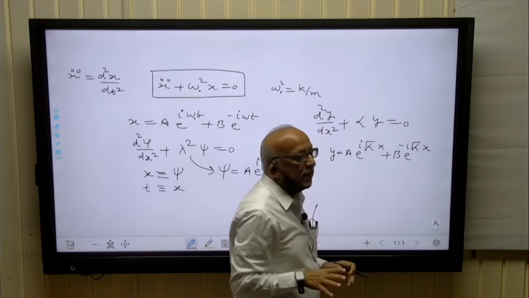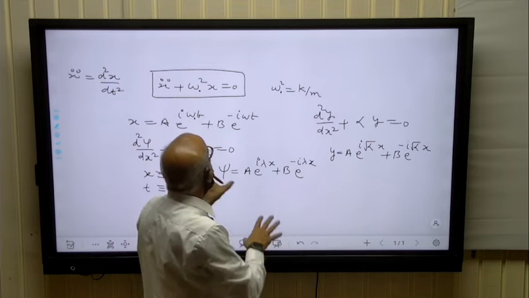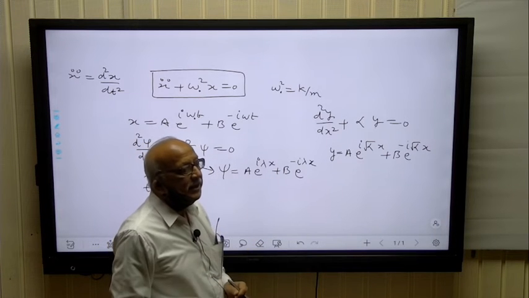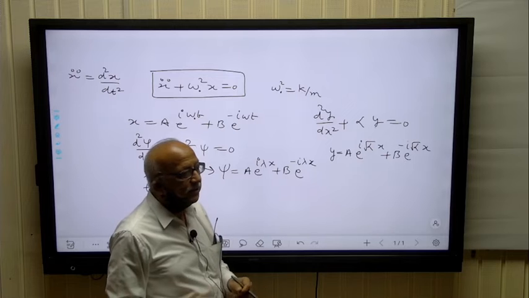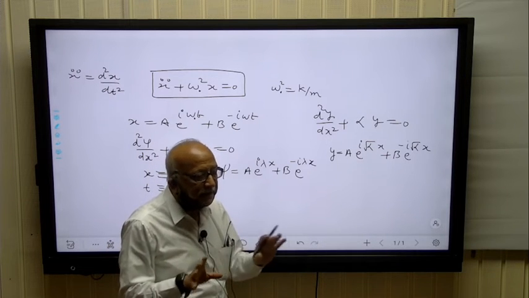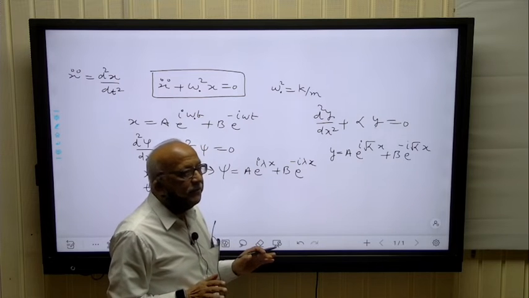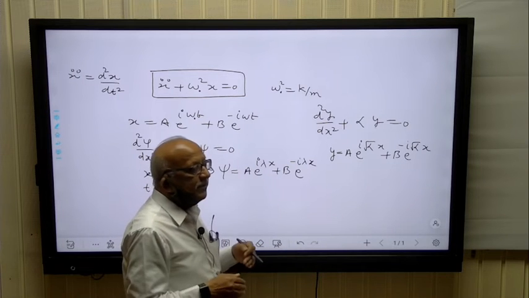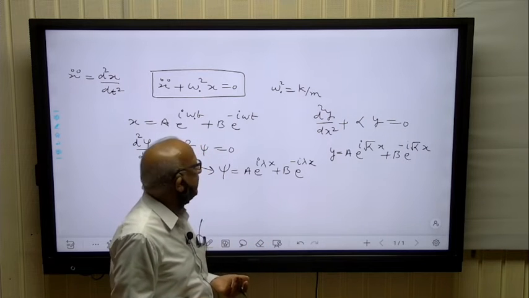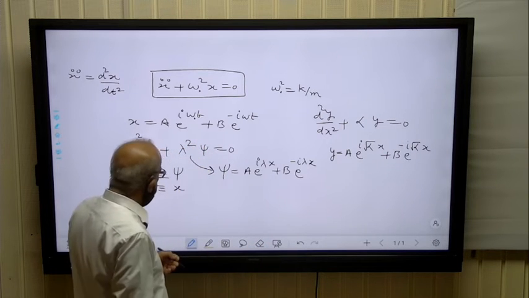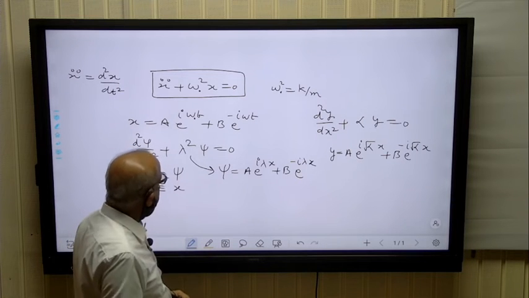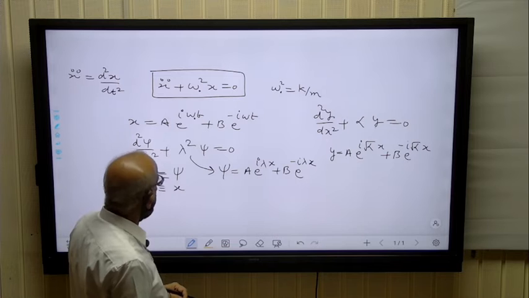So, by looking at the nature of the differential equation, we can immediately write its solution, because we are not after mathematics, we are after the concept which is related with physical nature. Okay. Now, we come to some conclusion from this equation.